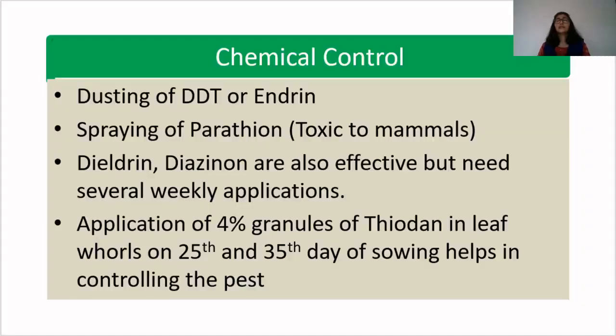The second control method is chemical control. Chemical control is very effective, but even then you cannot eradicate 100% of the pest. So some of the methods that we can use are dusting of DDT or Endrin, spraying of parathion, but parathion is toxic to mammals and it is not recommended, but it is quite effective. Dieldrin, diazinon are also effective but need several weekly applications. Application of 4% granules of thiodan in leaf whorls on 25th and 35th day of sowing helps in controlling the pest.